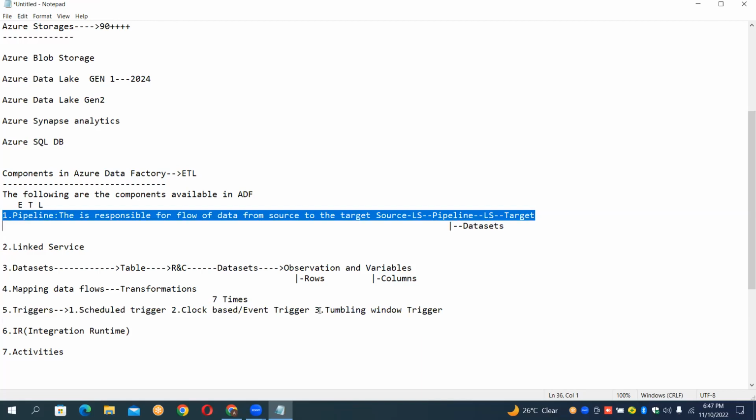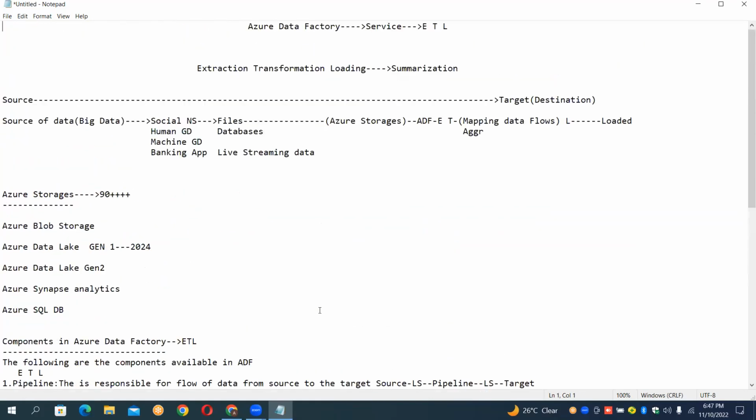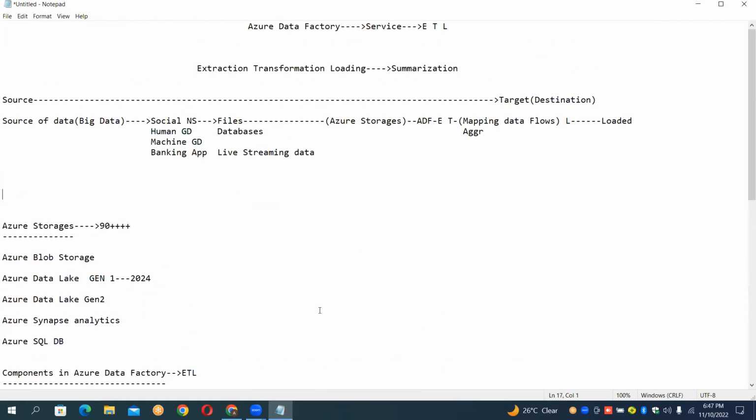Yes. What is the next thing you have, guys? Integration runtime. Now, guys, can you see here? All of you, just have a look. Here I have a source, and this is the target. Everyone just have a look here.